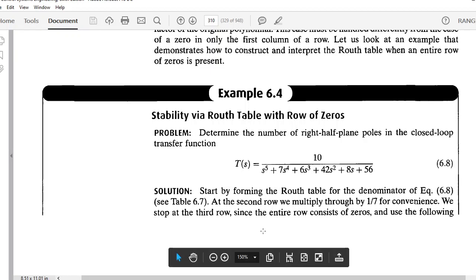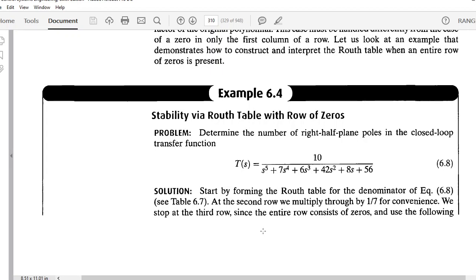Okay, so there was a question regarding the Routh-Hurwitz criterion and how you decode the Routh table, especially when there is a row of zeros, right? So I'm going to look at a few examples here to try and explain that one.